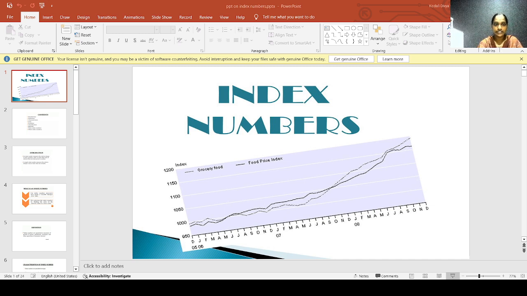It contains introduction, definition, characteristics, uses, problems, classification, methods, value index numbers, and chain index numbers. These contents we will discuss today.